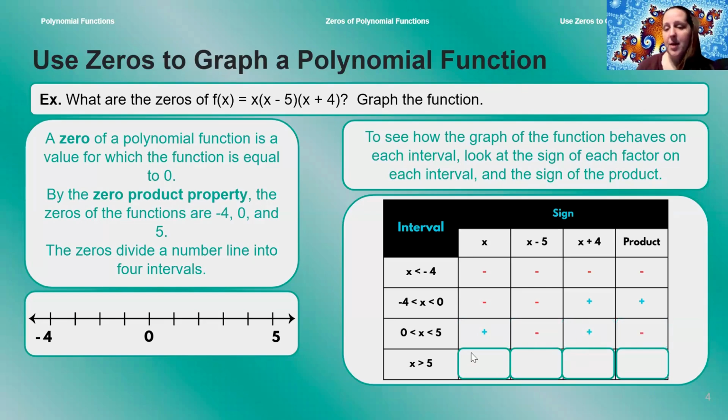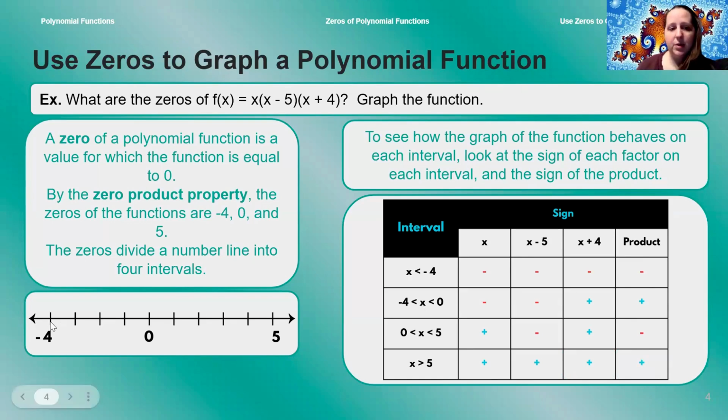And I can do it for my last interval, a number that's bigger than 5. I can pick 6, 7, 8, 9, 10, pick any number that you want, as long as it's bigger than 5. So if I choose 6, 6 is positive, 6 minus 5 is positive, and 6 plus 4 is positive. So if I multiply positive times a positive times a positive, I get a positive. These products are what is ultimately important when I'm dealing with graphing this polynomial function.